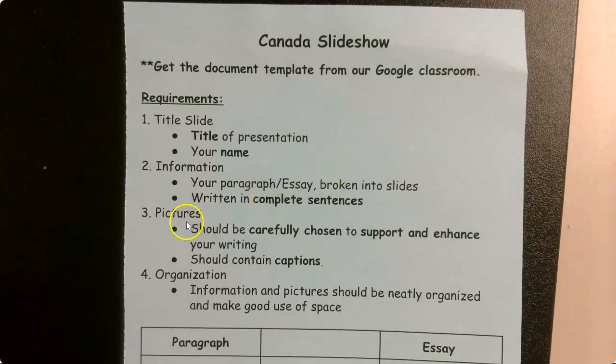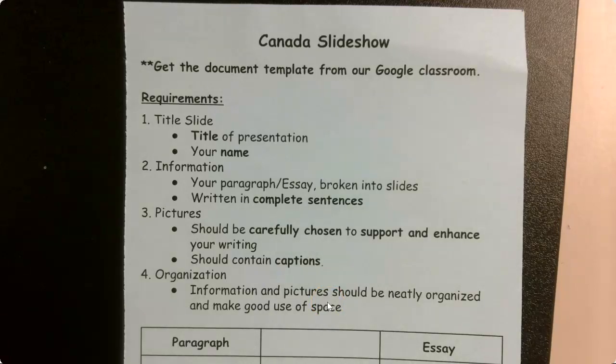Your slideshow should also have pictures, and they should be carefully chosen to support and enhance your writing. Your pictures should contain captions as well if you want to get up in the 7-8 category. And finally, they should be organized. Information and pictures should be neatly organized and make good use of space. So you want to work on organizing your slideshow well.